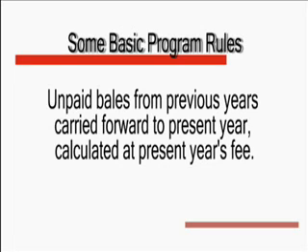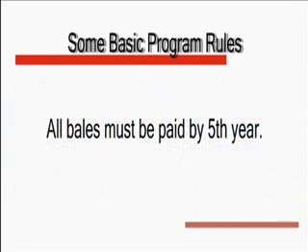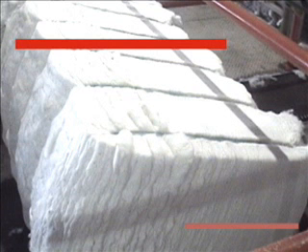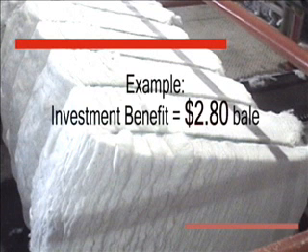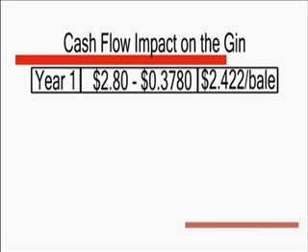This method of spreading out payments with flexibility allows gin management to easily calculate cash flow impact on the gin in advance of a capital improvement. Continuing our example, let's say that the $100,000 investment was an improvement to a moisture restoration system, and the projected benefit is $2.80 per bale. Cash flow impact is easy to calculate for every single year of the program.